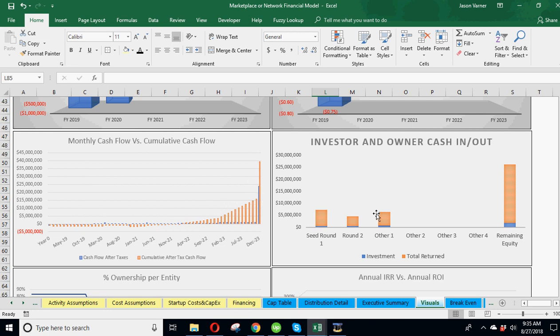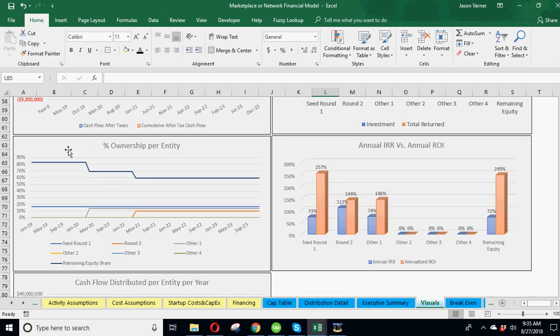Investor and owner cash in and out. So this is a nice thing to show, what cash you actually have to put in, and then over the 5 years, how much are you actually getting back? And I thought that was a cool chart, and it shows each round and the remaining equity.